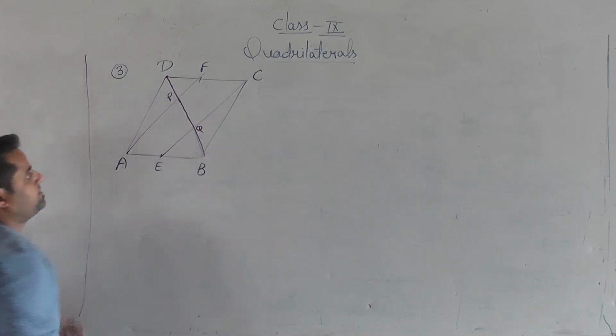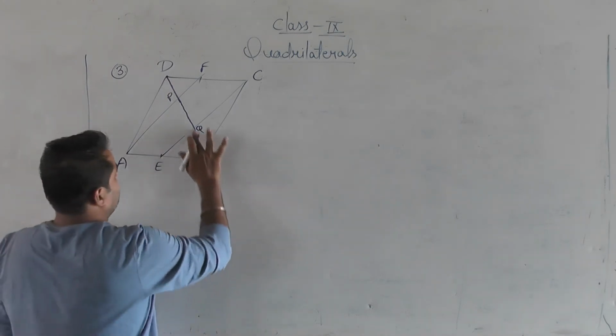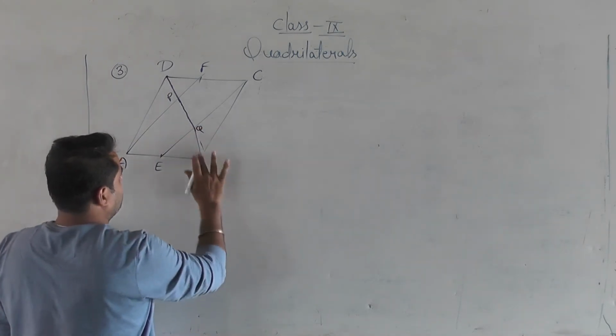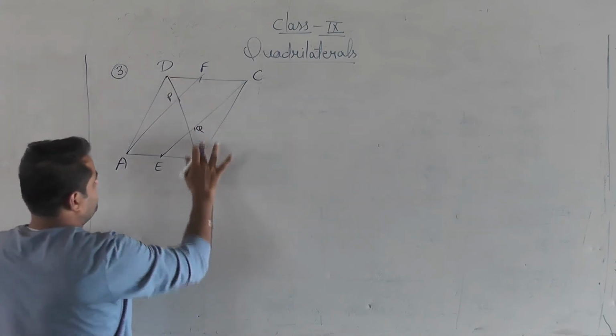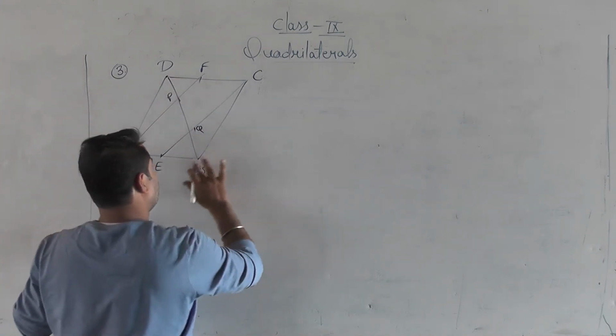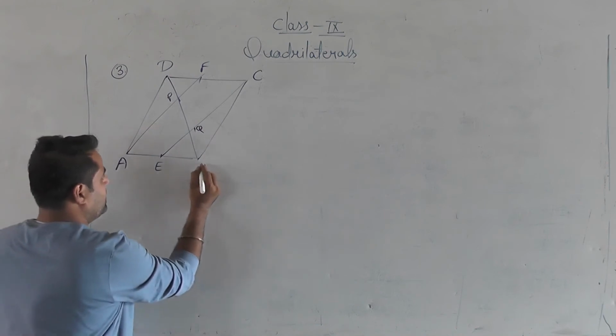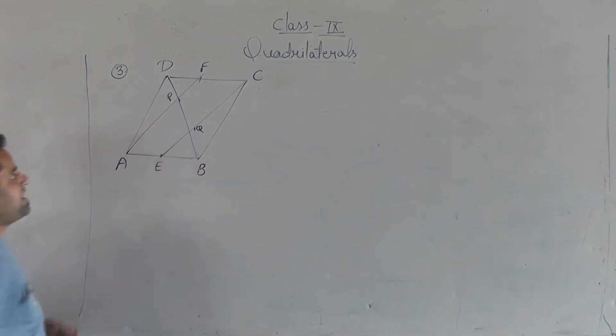My line is not meeting. Why is it? I don't know. Sometimes it's actually hard to make a diagram on the board. It's easier to write it in a copy, but hard to make it on the board. Let's see now what our question is. The question is, show that the segments AF and EC trisect diagonal BD.